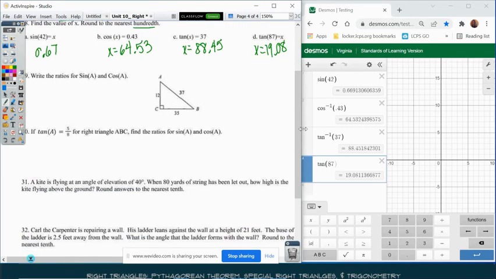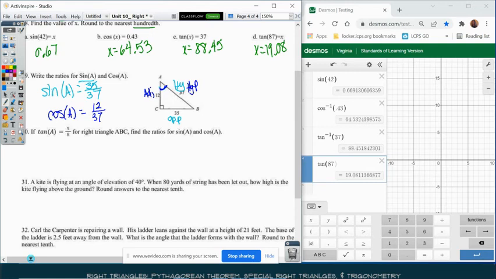29 then is going to have us writing some ratios for the sine of A and cosine of A. Based on angle A, that's my reference angle, so sine is going to be the opposite over the hypotenuse. So the sine of A is 35 over 37. Then the cosine of A, we know from the same reference angle is adjacent over hypotenuse. So that will have to be 12 over 37. There we are.